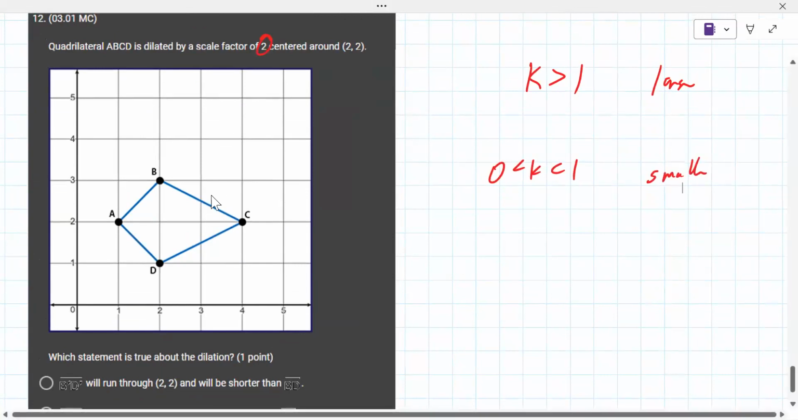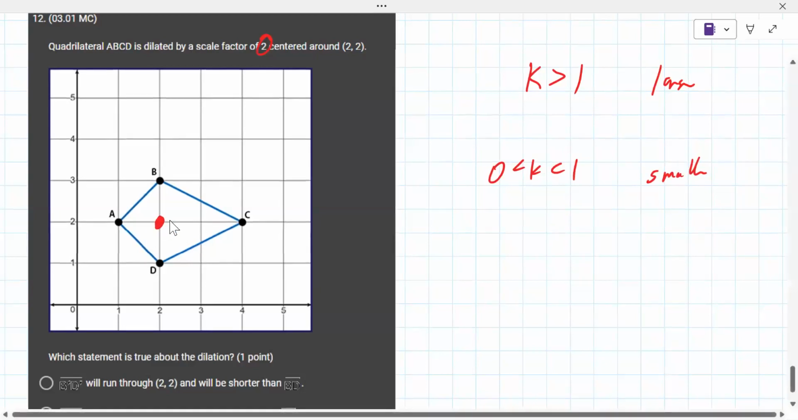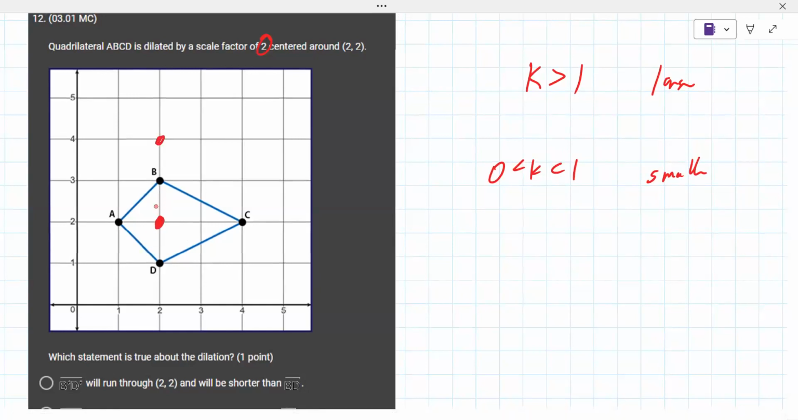Okay. So now the point that it dilates about is important. So that point right there is the dilation point. So it means that the distance from here to B is 1. So the new distance is 2. From 0 to A is 1. New distance is 2, like that. And then this one over here, C, it's going to go out 2 more. So we'll just say roughly there.